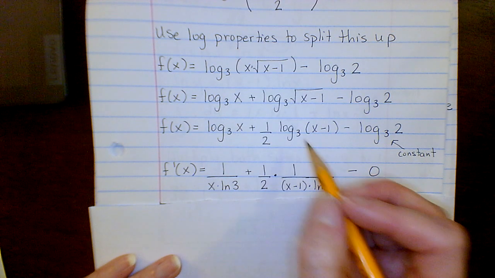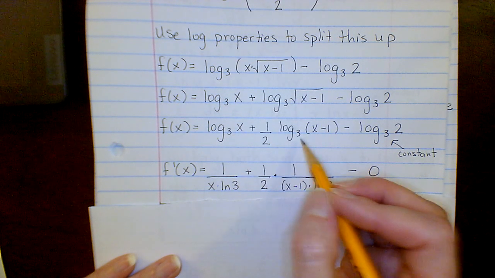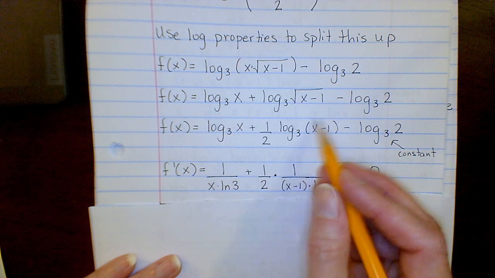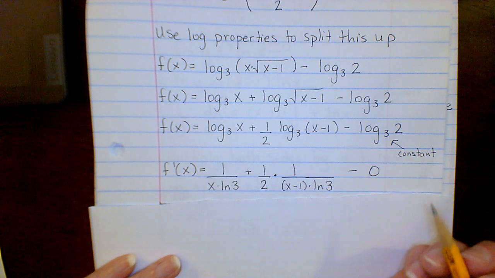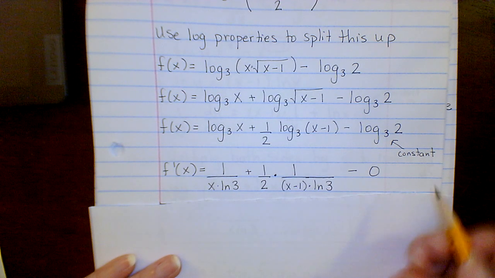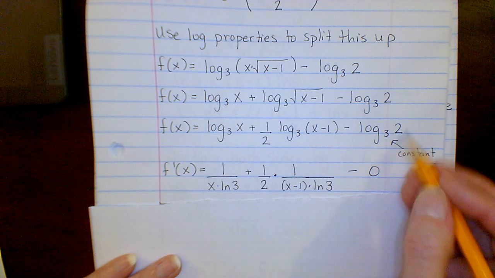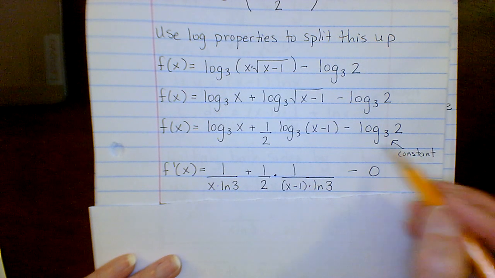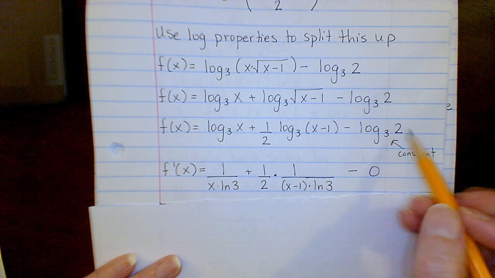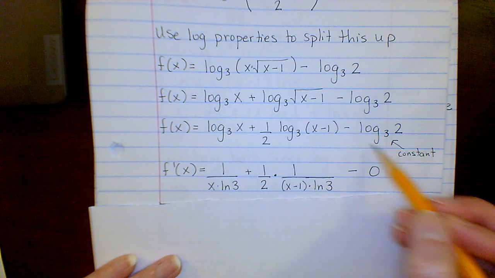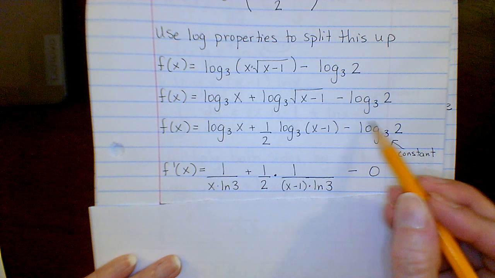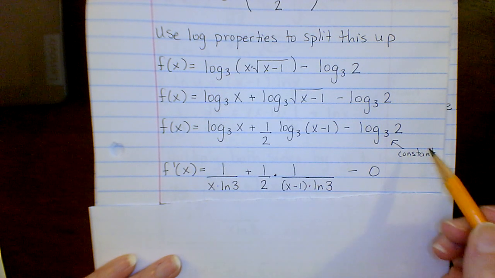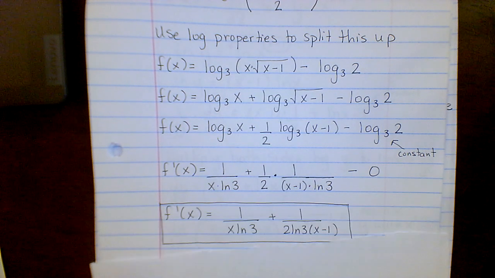This 1/2 is just a constant multiple. Then the derivative here is going to be 1 over x minus 1 times ln 3. And then this derivative is just going to be 0 because this is just a constant. Now, how do you know that's a constant? Do you see a letter? Do you see a variable? No? Then it's not varying. It must be constant. So that constant is just going to be 0.